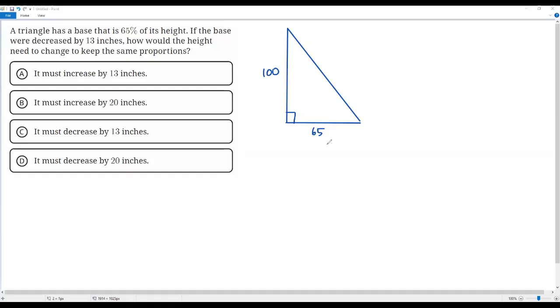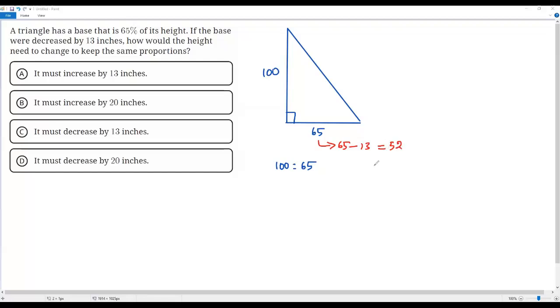Now I have the base 65 and the height 100. So the ratio between the height 100 and the base 65 is 100 to 65. According to the question, the base has to be decreased by 13 inches. If the base is decreased by 13 inches, what is the new base? It will be 65 minus 13, which is equal to 52. So 52 is the new base.